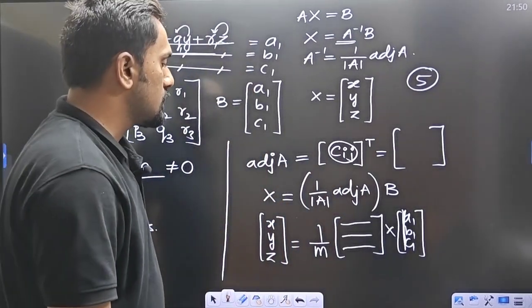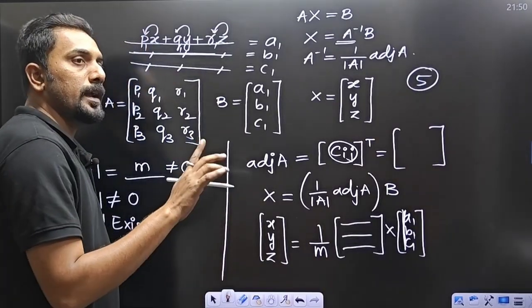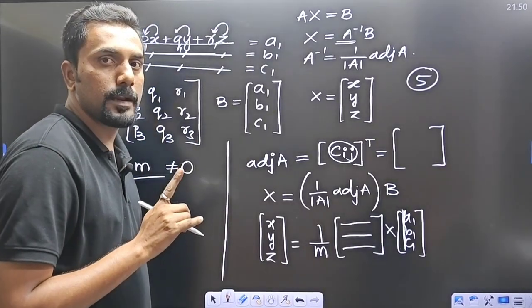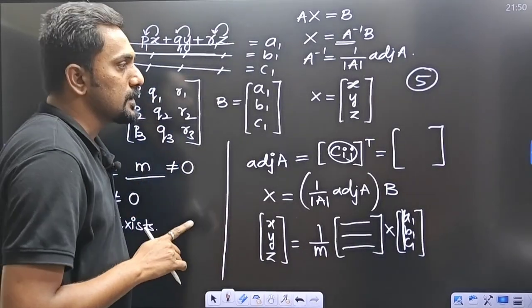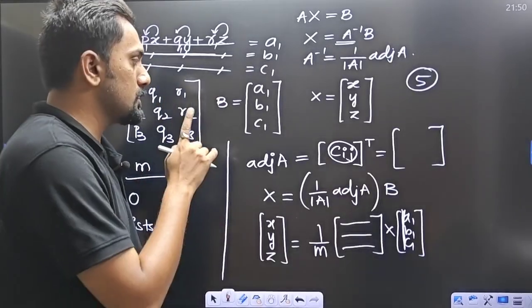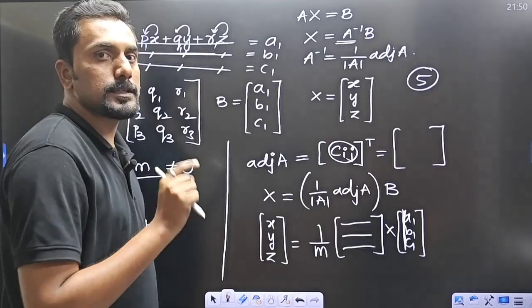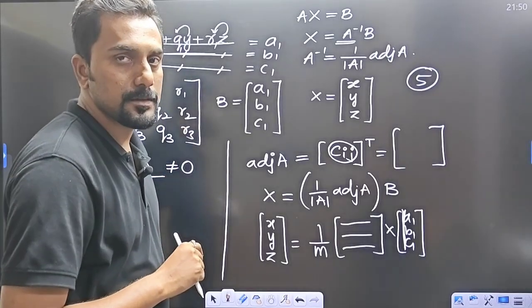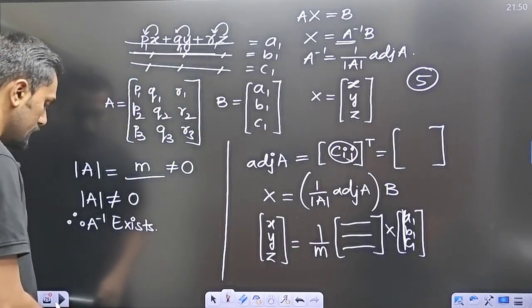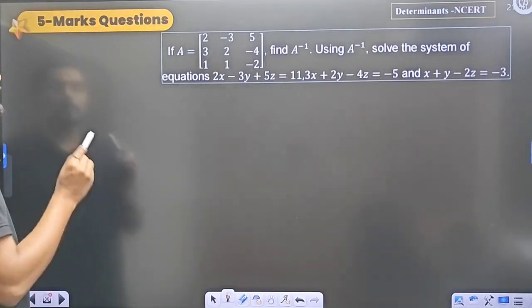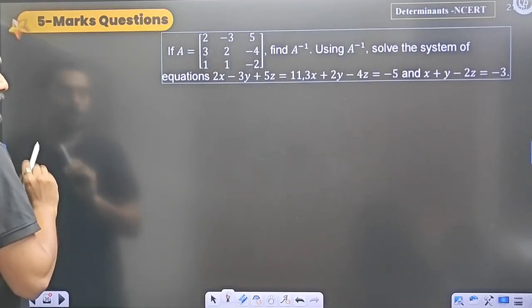cofactors of a matrix. How to find the adjoint of a matrix by using the shortcut method? I'll be making a separate video based on that. You can go and check in the section of short videos. Okay, so coming to the question, what has he given here?